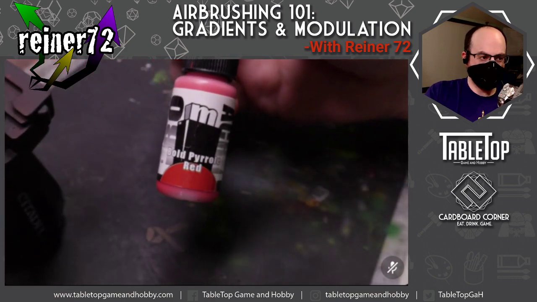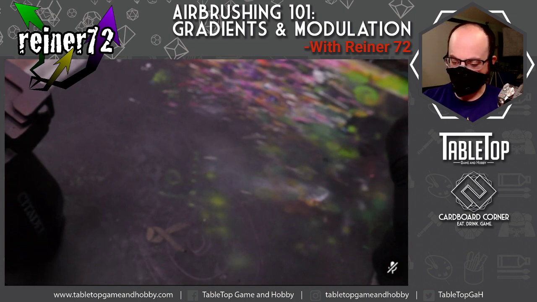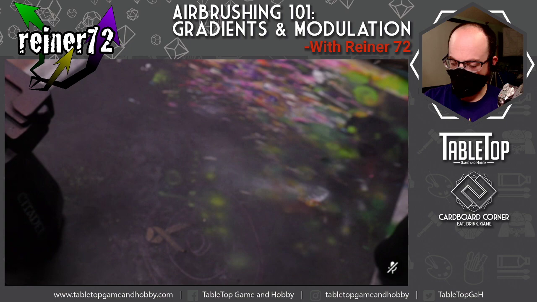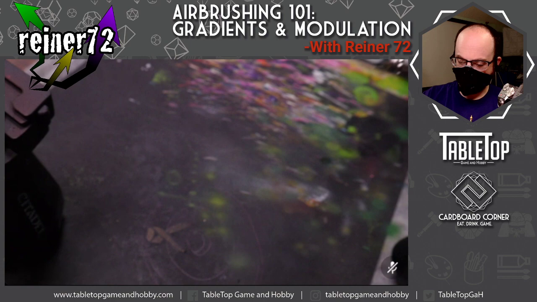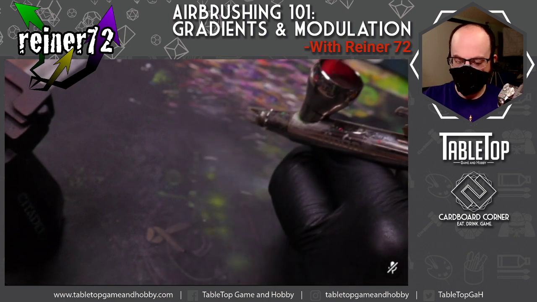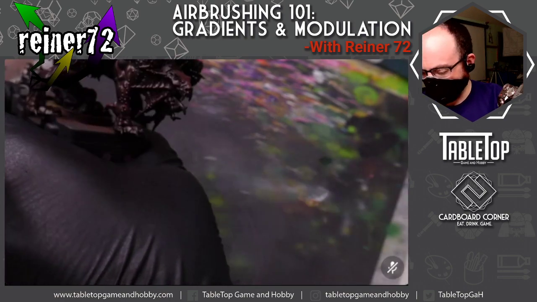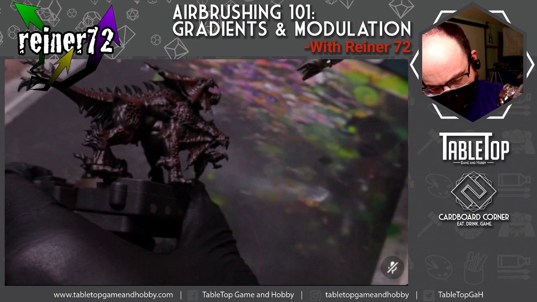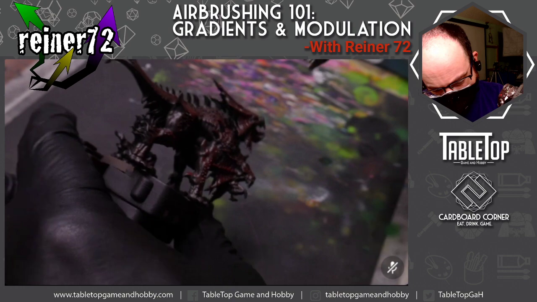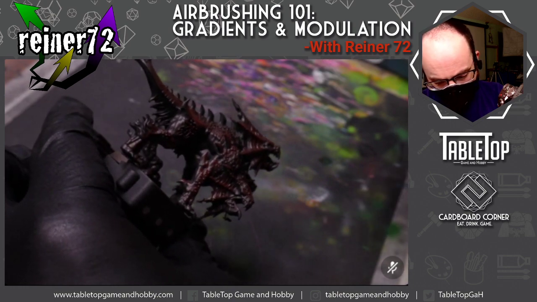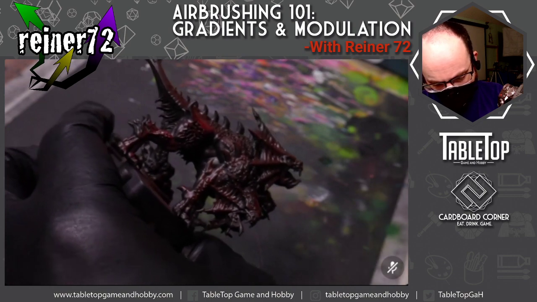So again, we're using some Pro-Acryl red. We're going to mix that in nice and thin. There we go. We'll go ahead and enhance his skin tones just a little bit more. And we're going to take this mostly from a top-down perspective, just like we did with the previous layers.